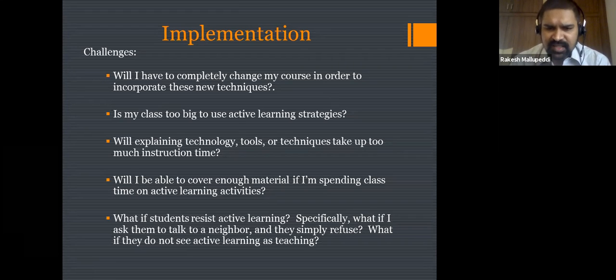So there are chances students may resist. Like I say, there are multiple students in your class. Everyone has their own way of learning, and their own way of understanding the subject.